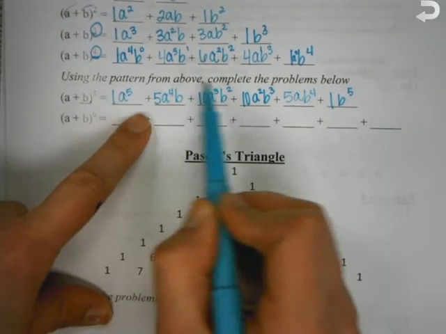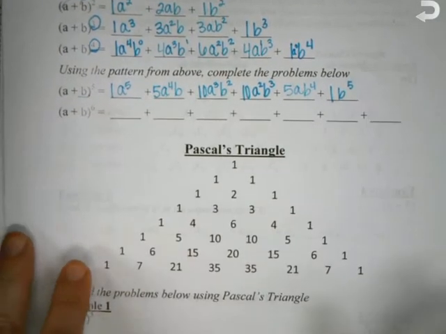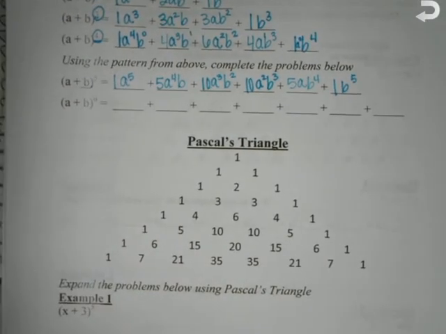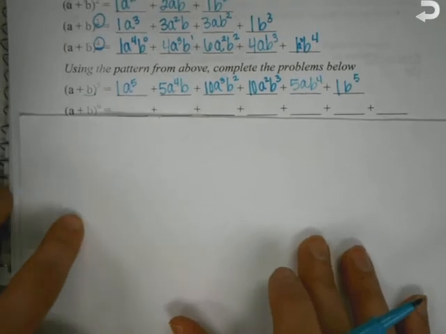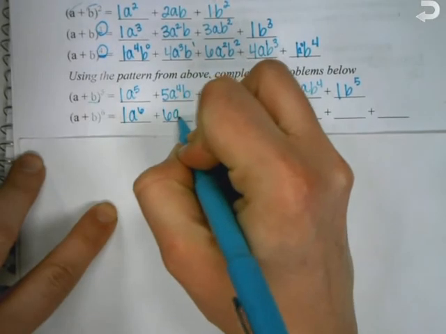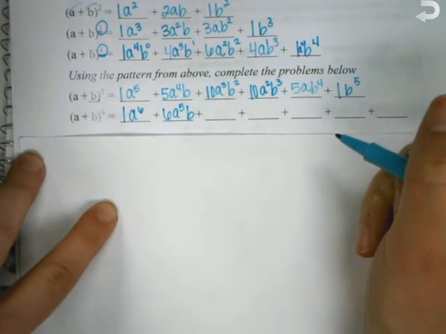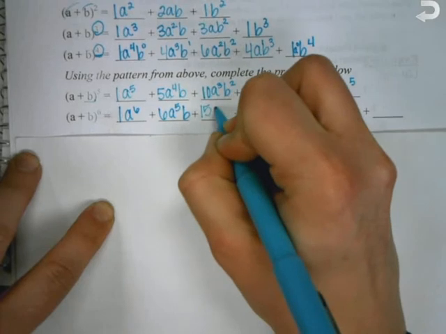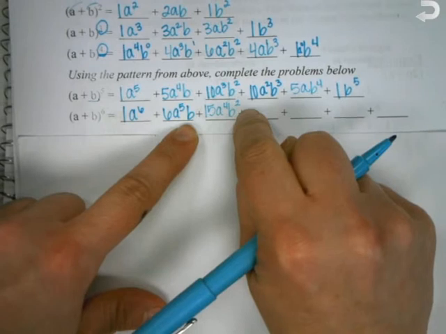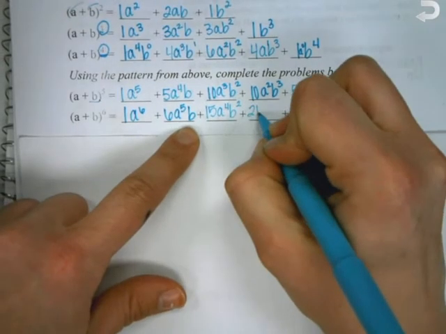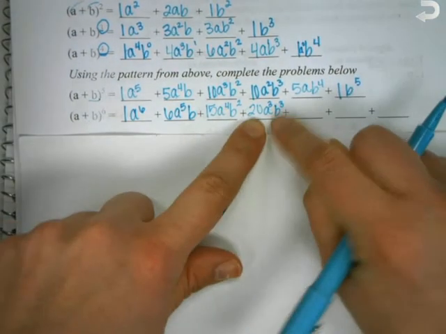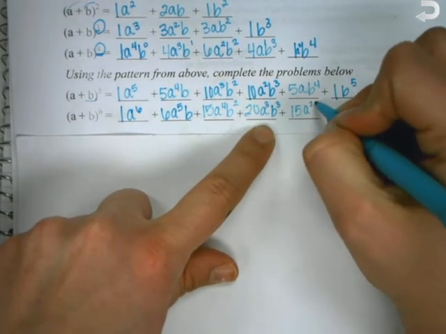Okay, Alyssa, what'd you get? 1a to the 6th, 6a to the 5th, b. 15a to the 4th, b to the 2nd. So a decreased by 1 and b increased by 1. 20a to the 3rd, b to the 3rd. 15a to the 2nd, b to the 4th. 6a b to the 5th. And 1b to the 6th. Yes? Got it?